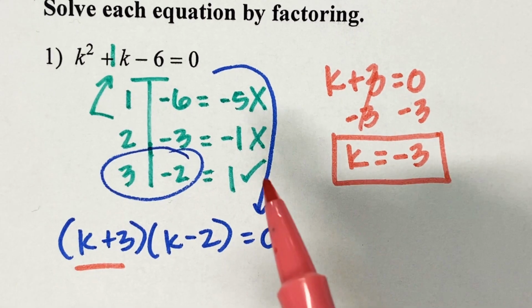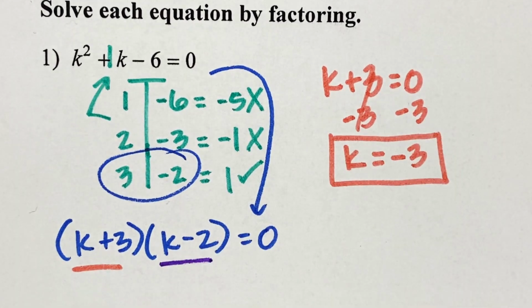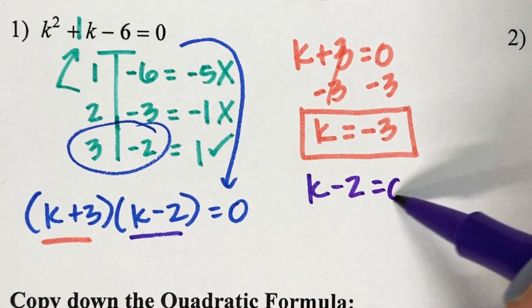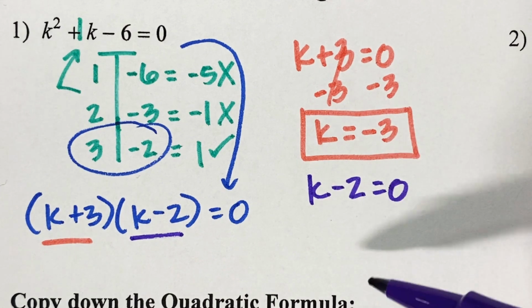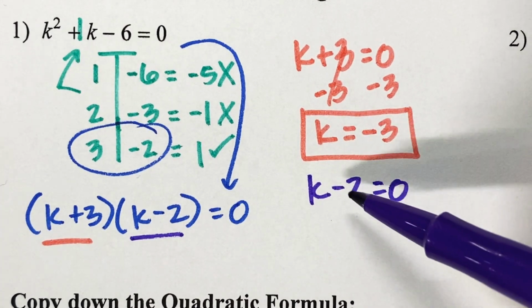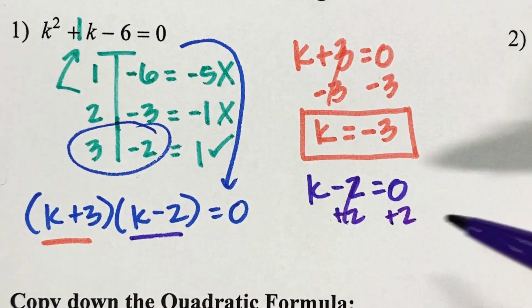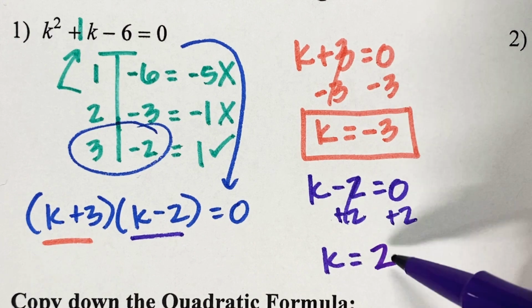Remember, in quadratics, we're always going to get two answers. So let's find our second one. So I need to take my second piece, which is k minus 2. Set it equal to 0 and solve. So if I have this k minus 2 and I need k to be by itself, what is the opposite of -2? Going to add 2. Okay, so our second answer is 0 plus 2 is 2.